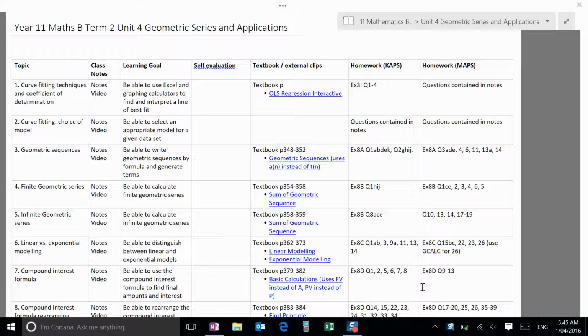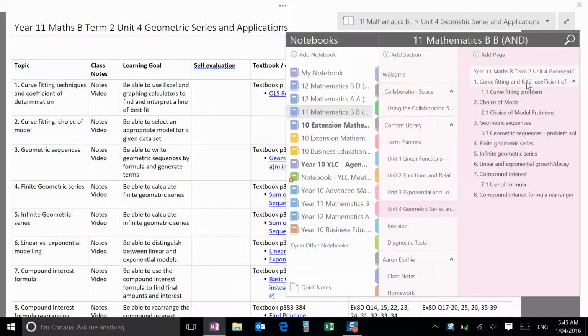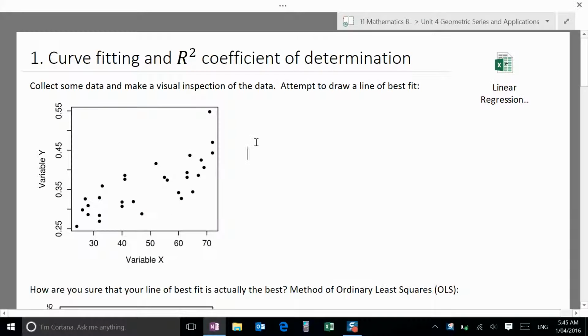Okay, here we are, term 2, first unit. The first two lessons are about curve fitting, and then we go on to geometric series. These are really for your assignment, so you know what to do, know what R-squared values are, and things like that. We'll have a look at curve fitting and what R-squared values are.